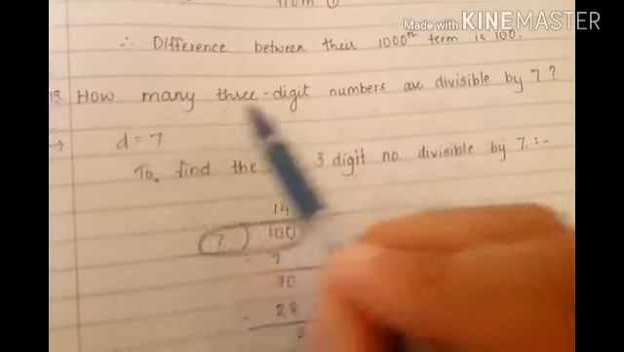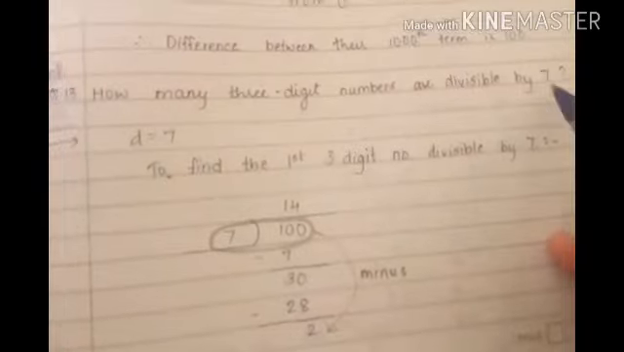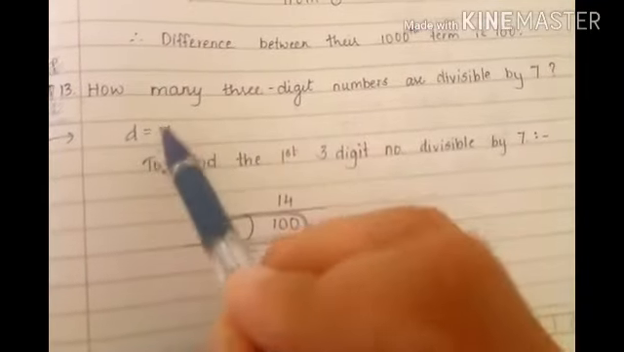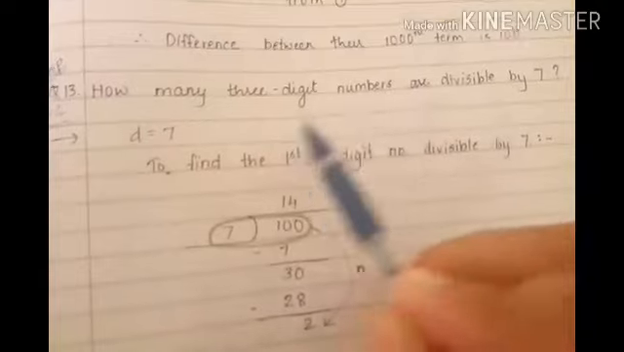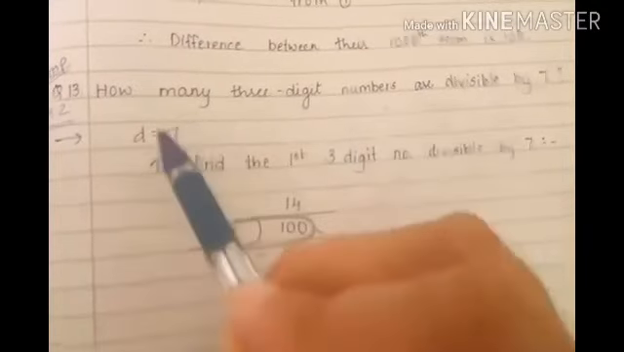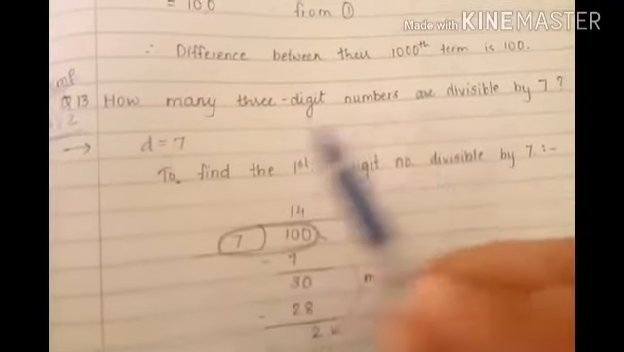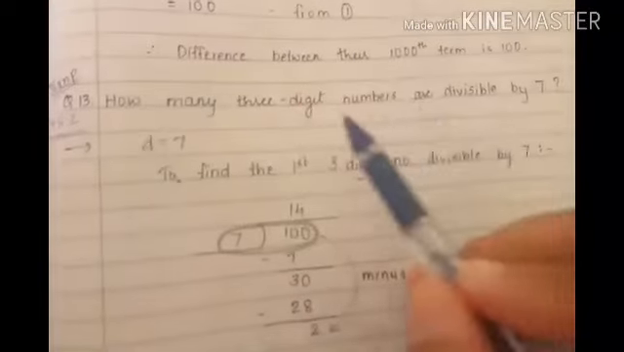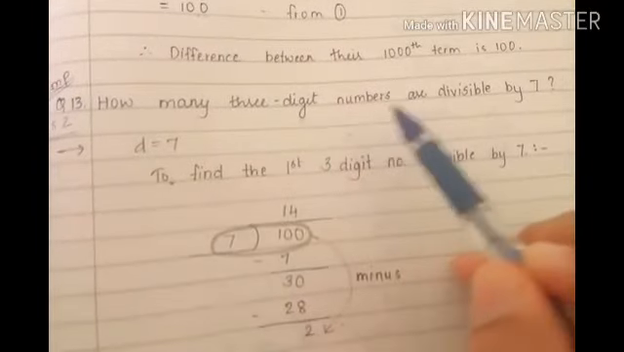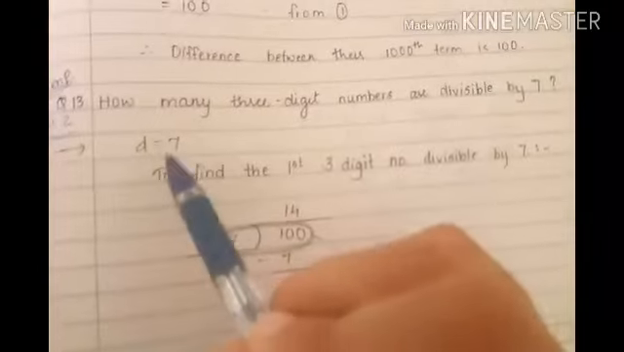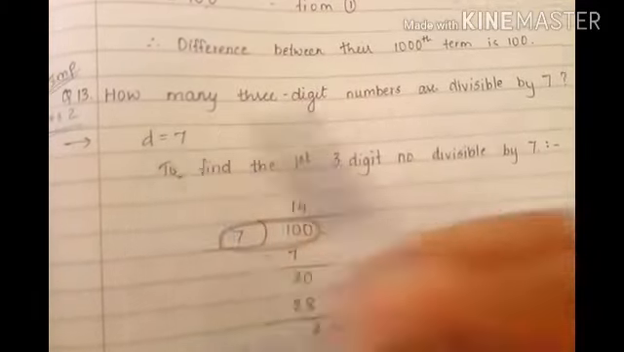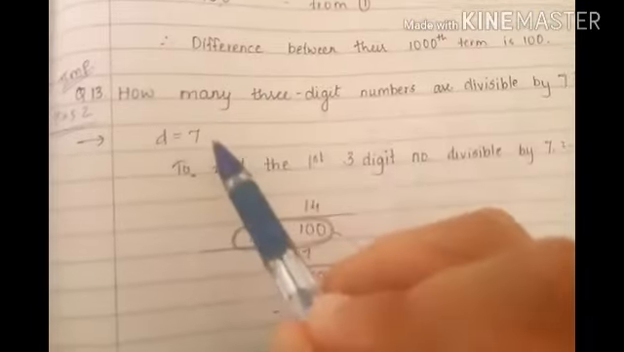If the question was how many 3-digit numbers are divisible by 4, what would the difference have been? It would have been 4. The difference between two such consecutive numbers divisible by 4 will be 4. If the question was about numbers divisible by 8, then d would have been 8. So remember this. Here, d is equal to 7.